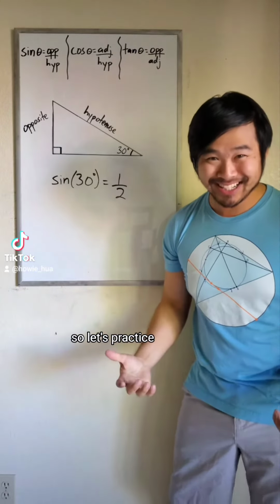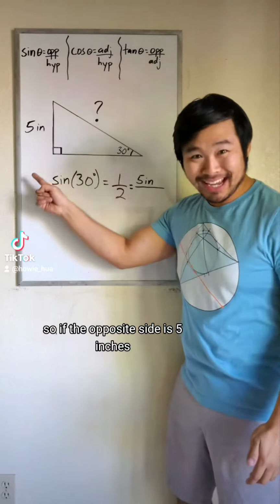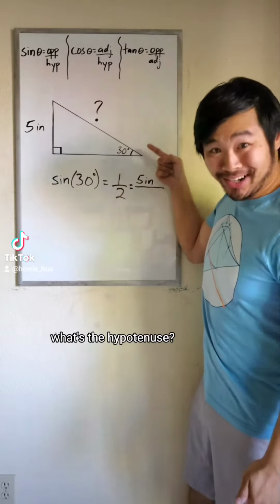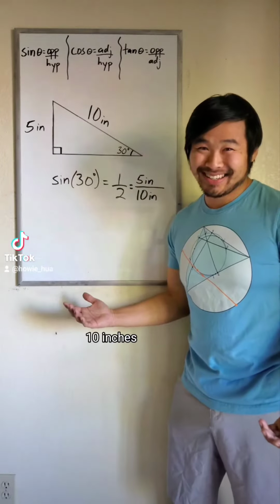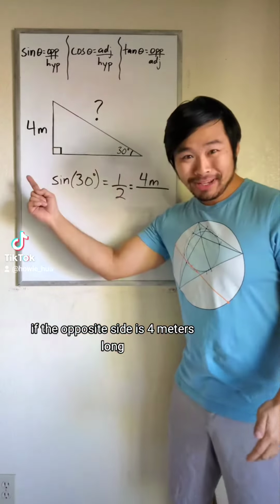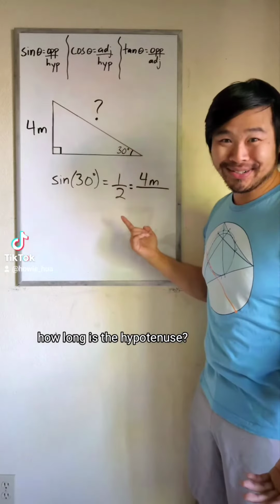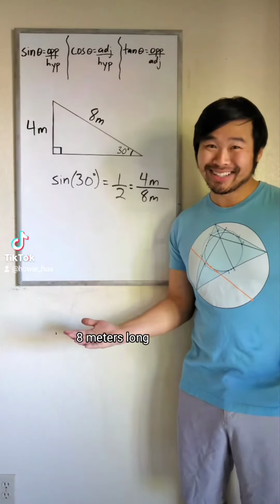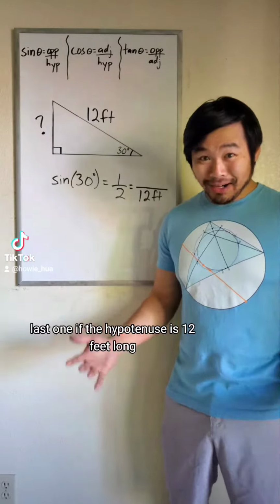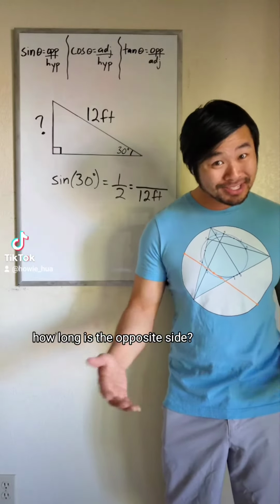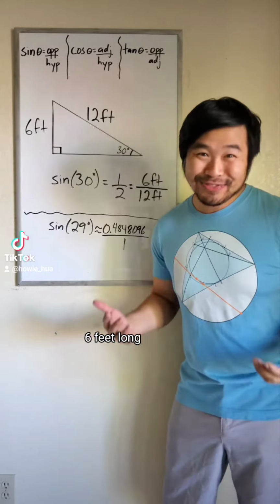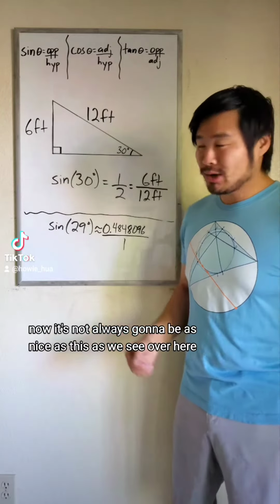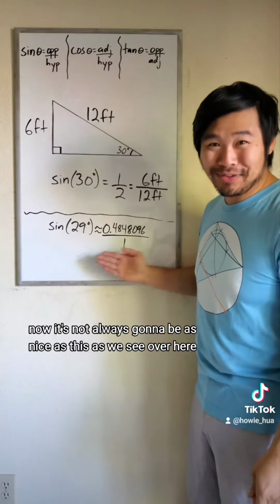So let's practice. If the opposite side is 5 inches, what's the hypotenuse? 10 inches. If the opposite side is 4 meters long, how long is the hypotenuse? 8 meters long. Last one. If the hypotenuse is 12 feet long, how long is the opposite side? 6 feet long.